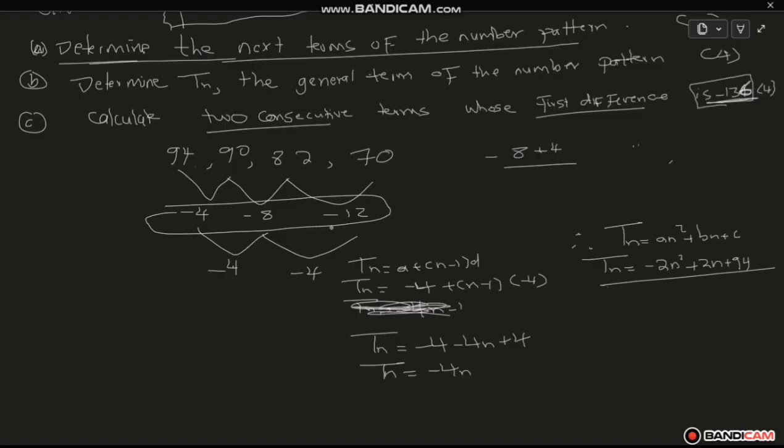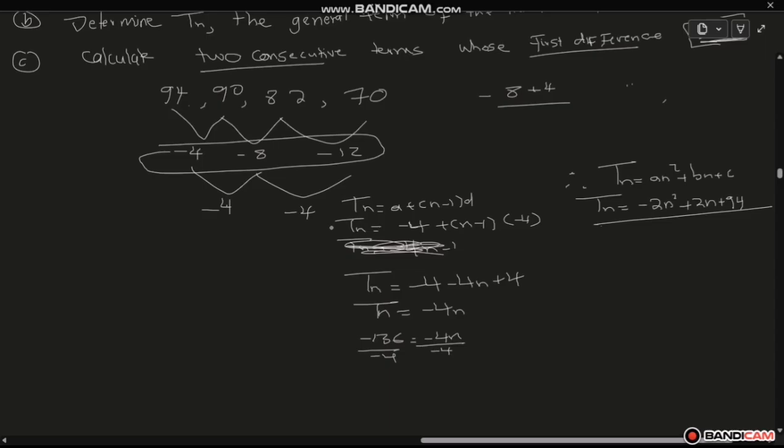Therefore, they told us about that negative 136. You put it where there's Tn, then you solve for n. Negative 136 divided by negative 4, so the answer is going to be 34. Hmm, n equals 34. So the consecutive terms are 34 and 35, because they are consecutive, or following each other closely. If it was 37, it would be 37 and 38.